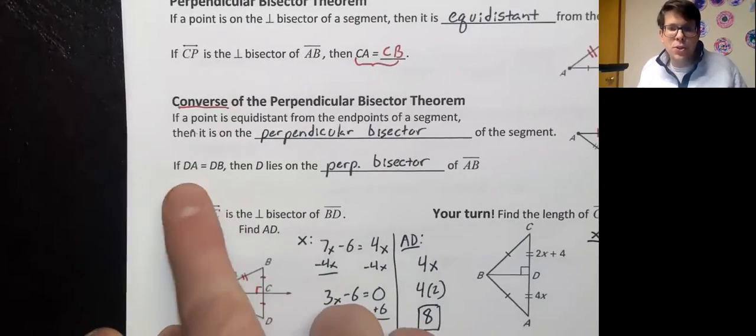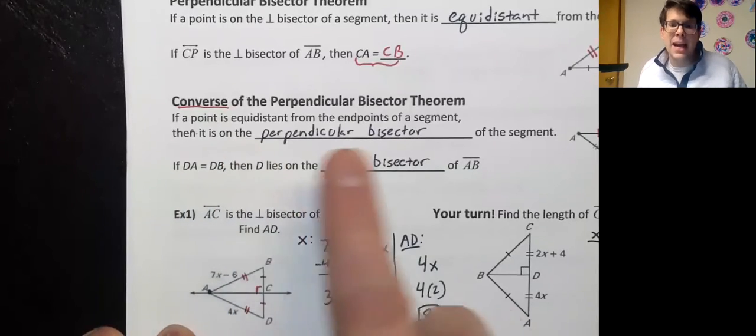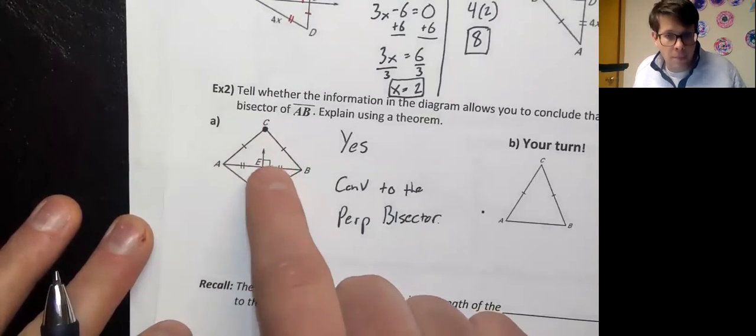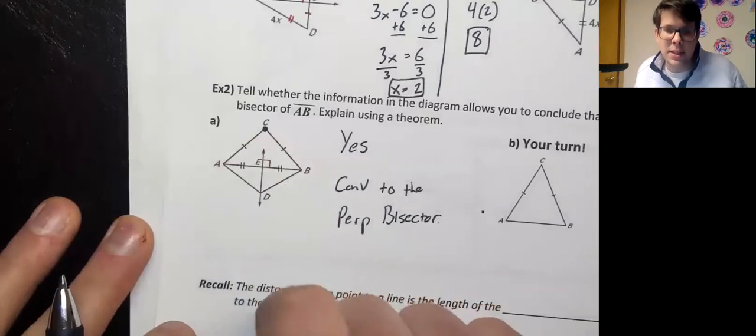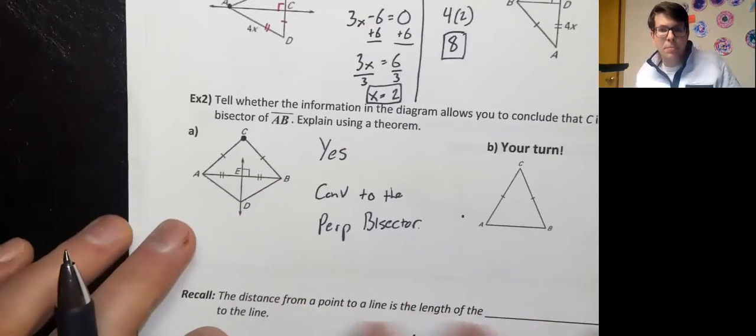Let's go back and take a look at that real quick. So for the converse, once again, if you start off with the idea of equidistance, then that tells you that the point has got to lie on the perpendicular bisector. And that's certainly what we have. We had a lot of information in this drawing right here about perpendiculars and bisectors and equidistance, and that allowed us to say, yes, C is going to exist on that perpendicular bisector.